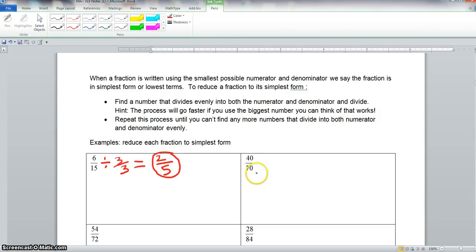Now we come here to 40 and 70. If we look here at 40 and 70, both of them are even. So we know we could divide any even number by 2. And we know that since both of them end in 0, we could divide by 5. But also, we know that 10 will go into both of these evenly. So let's try 10. If you can, always try the largest number that you could think of that could go into both of them evenly. So we'll do 40 divided by 10, which is 4, and 70 divided by 10, which is 7. So our final answer is 4 over 7.